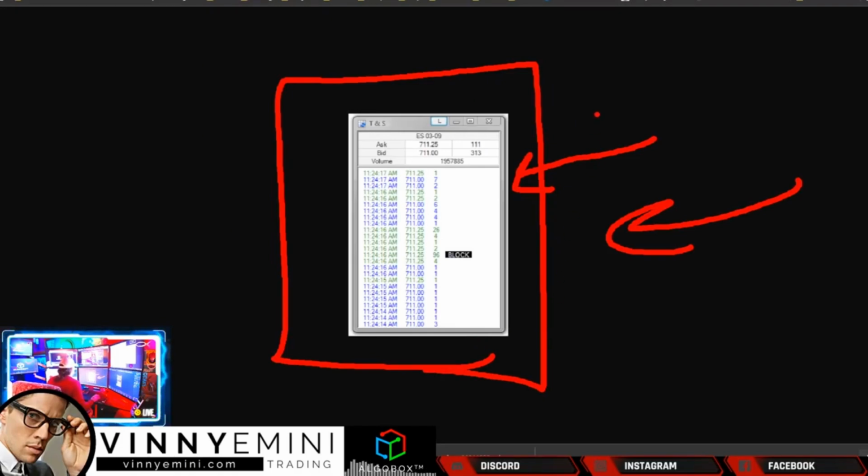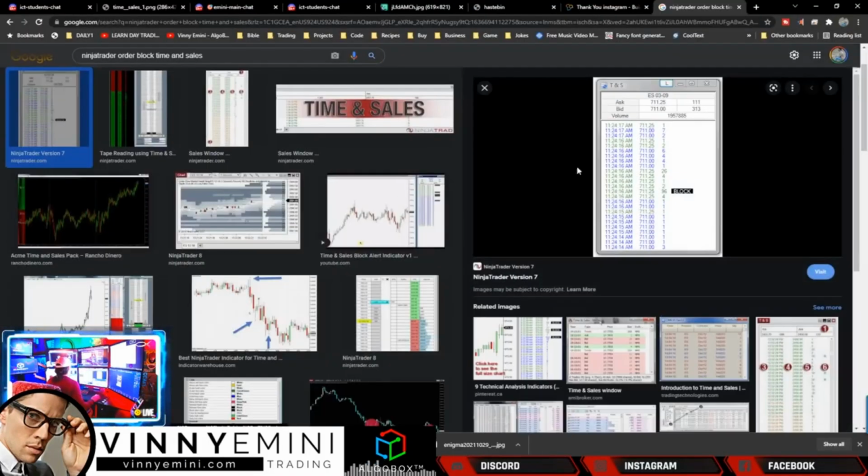This is incorporated in a lot of tools out there. This is the default one out of NinjaTrader. It's like a screenshot from. All right, so that image came over here. This was an older one from NinjaTrader 7. There are all kinds of versions of this.